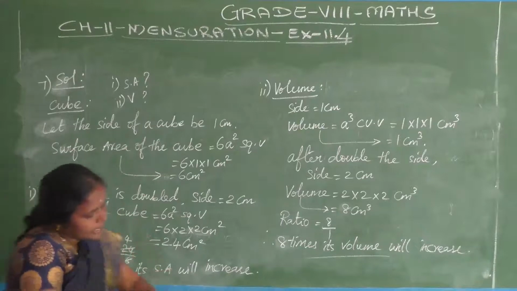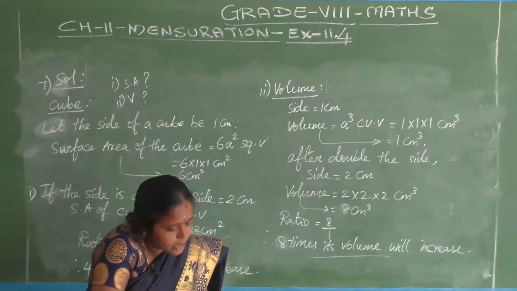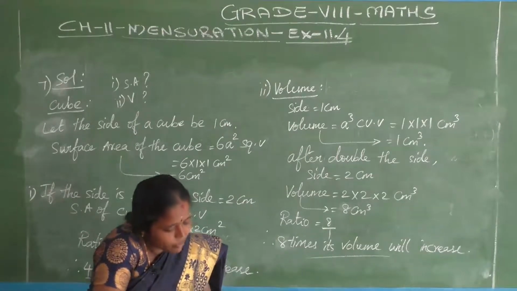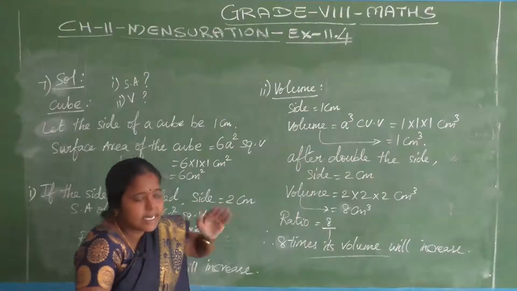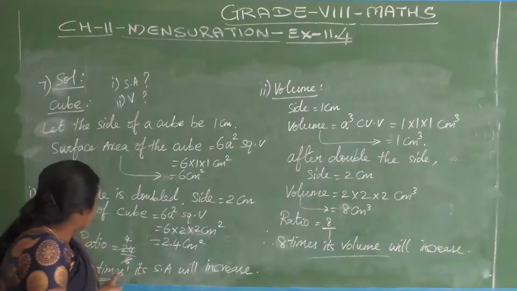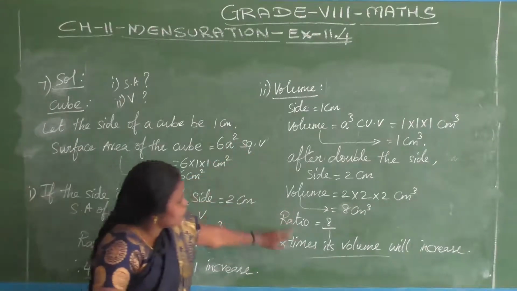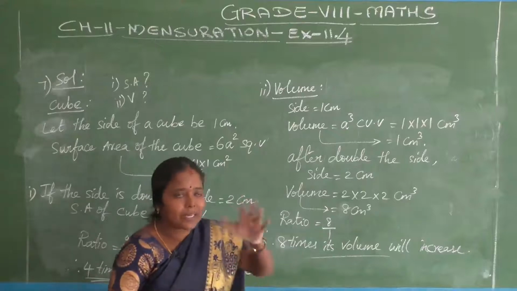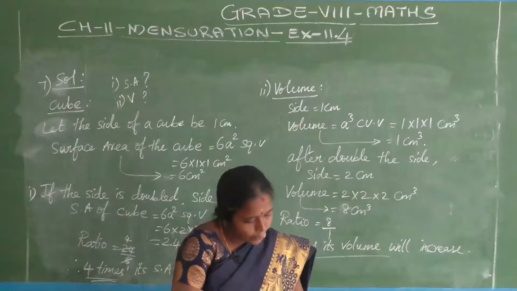Okay, this is the question. Actually what is given? If the edge, nothing but side, of the cube is doubled, how many times will its surface area increase? How many times will its volume increase? When the edge of the cube is doubled, surface area increases 4 times, volume increases 8 times, comparing the original.